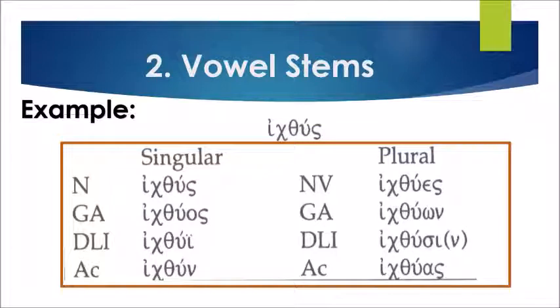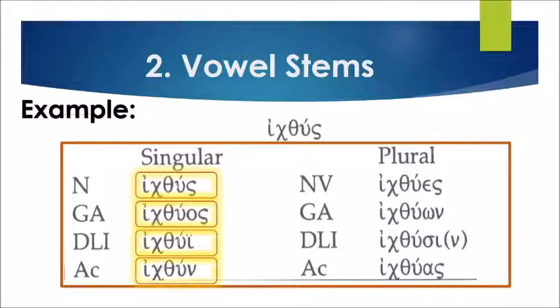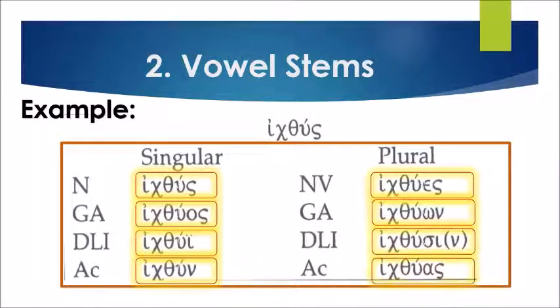Let's read all together. From the nominative, begin. Ichthus, ichthuos, ichthui, ichthun. Plural, ichthues, ichthuon, ichthusi, ichthuas. Very good. So that is the declension of the upsilon stem word ichthus.